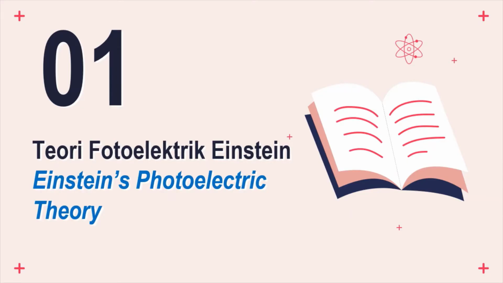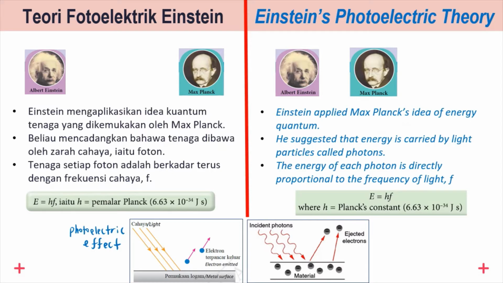Einstein's photoelectric theory. In subtopic 7.2, we learn about photoelectric effect. Albert Einstein introduced a photoelectric theory that successfully explained all the characteristics of photoelectric effect in related experiments. He was awarded the Nobel Prize in 1921 for this achievement. This theory is named Einstein's photoelectric theory.